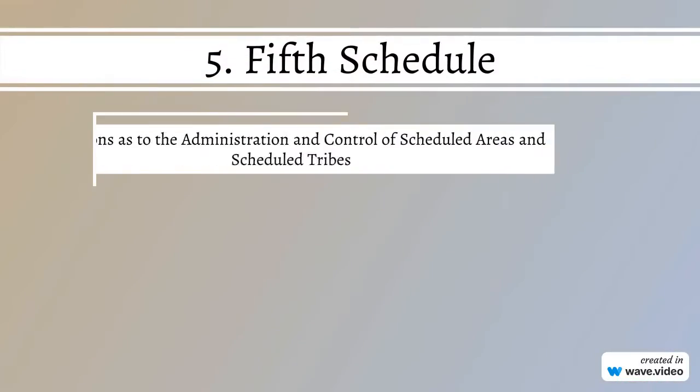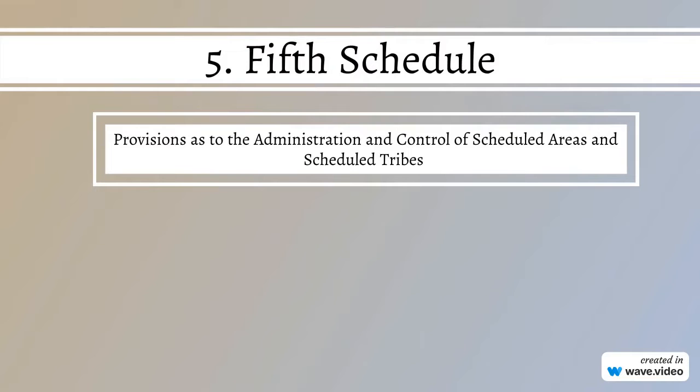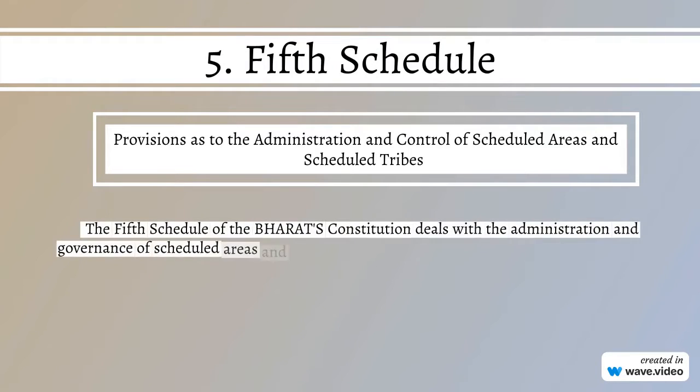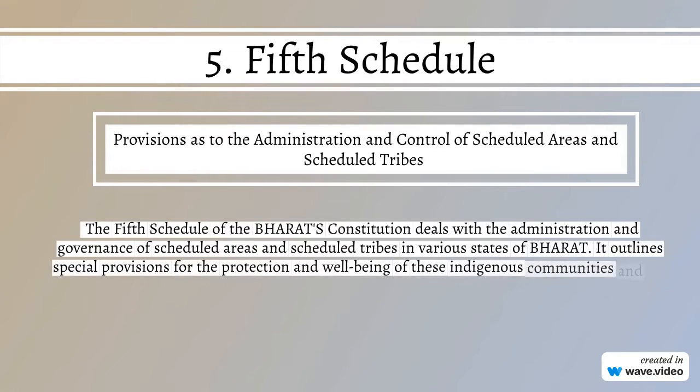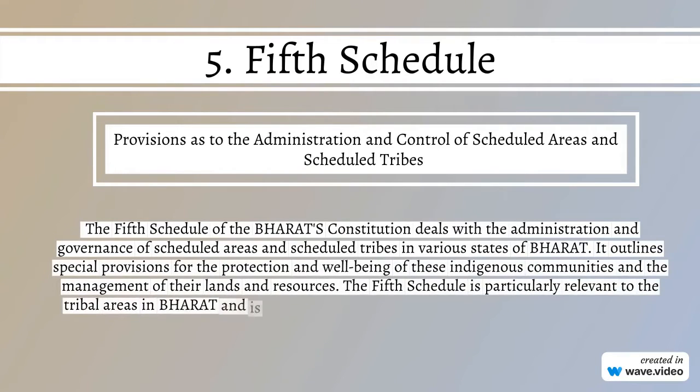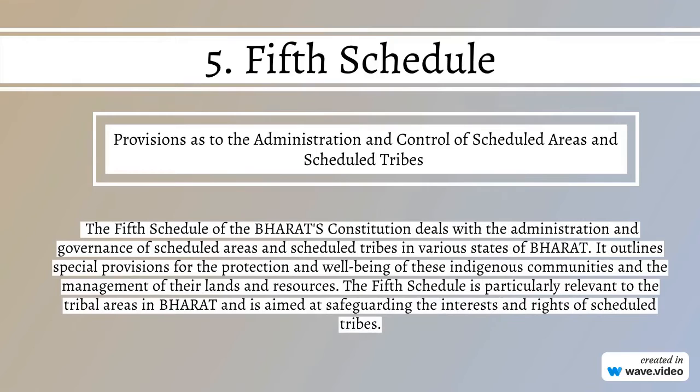Fifth schedule, provisions as to the administration and control of scheduled areas and scheduled tribes. The fifth schedule of the Bharat Constitution deals with the administration and governance of scheduled areas and scheduled tribes in various states of Bharat. It outlines special provisions for the protection and well-being of these indigenous communities and the management of their lands and resources.